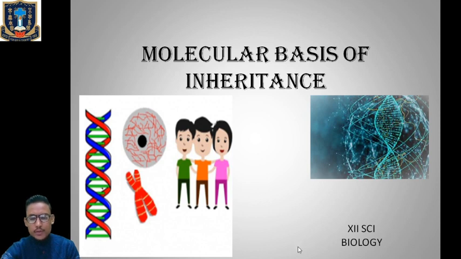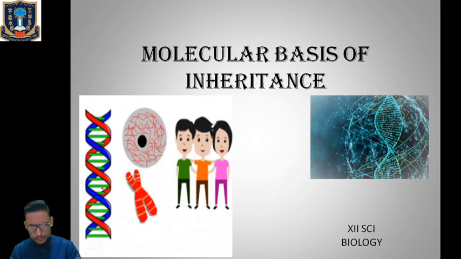Today we are going to begin with a new chapter, molecular basis of inheritance, chapter number 6. In living organisms we will find two types of nucleic acids. One is DNA, also called deoxyribonucleic acid, and the second one is called RNA, ribonucleic acid.